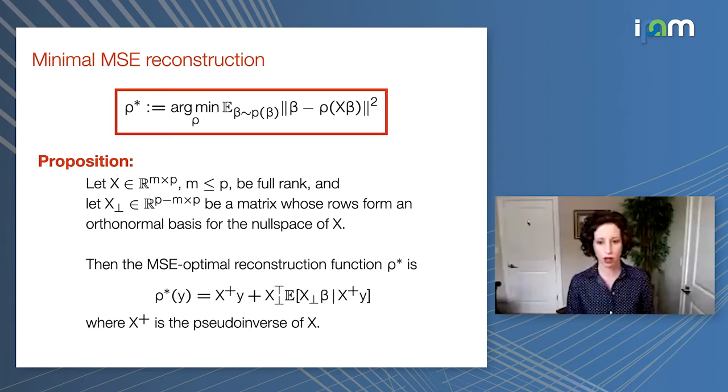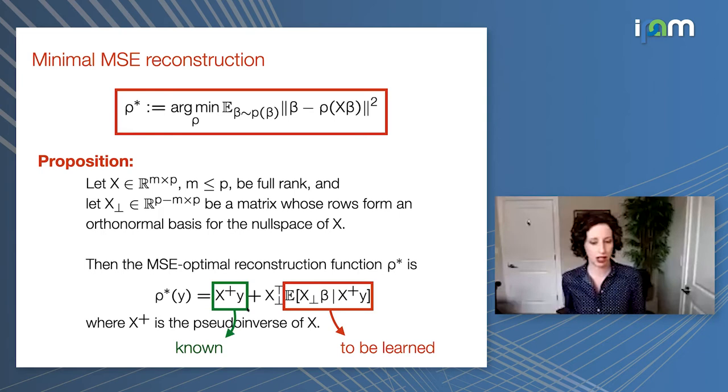And in this setting, what we can show is that rho star, the mapping that makes our mean squared error as small as possible, has this particular form. First, I've got the pseudo inverse of X times y. So this is something that I can just compute. I don't need any training data whatsoever. And that gets added to X perp transpose, where X perp corresponds to the orthogonal subspace to X, times the expected value of X perp beta given this pseudo inverse. So when we look at this expression, what we see at the end is that there are two key components. One is something that we know and we can just compute, and the other is something that we need to learn. And this learned component ultimately depends on this conditional distribution.